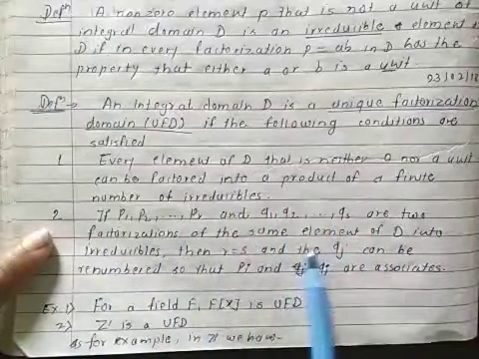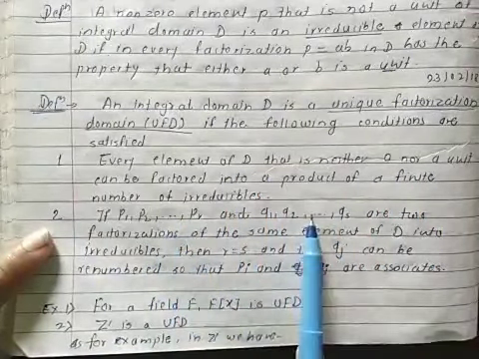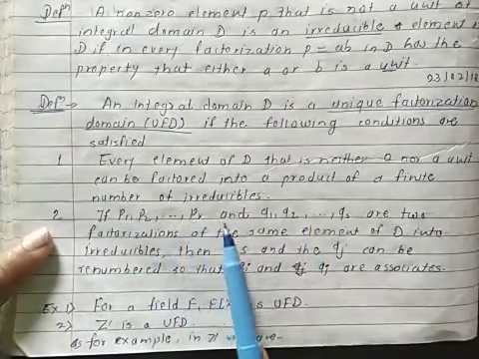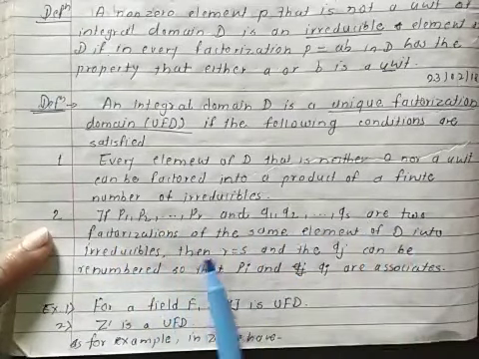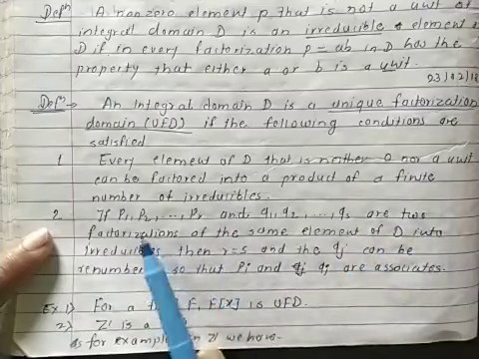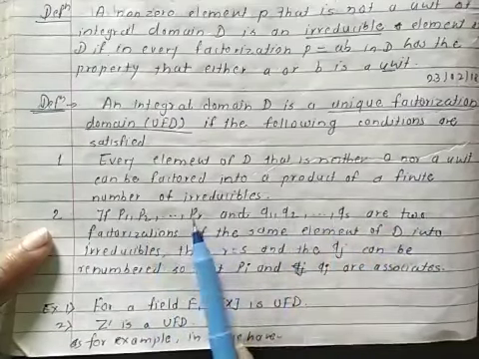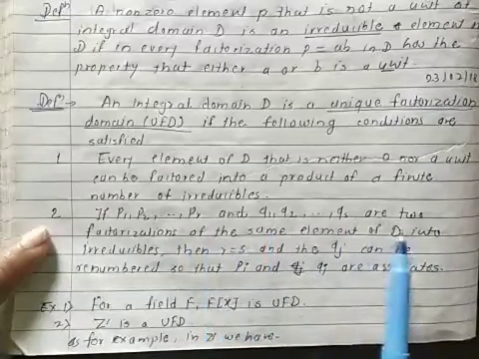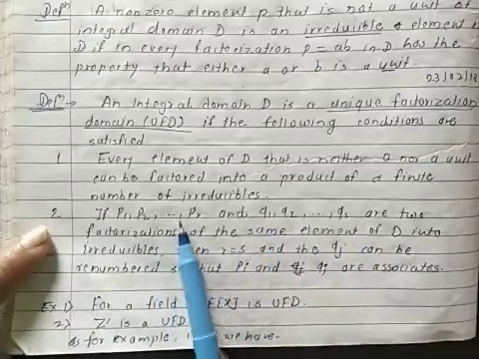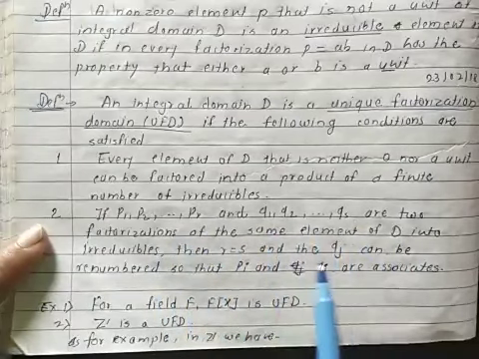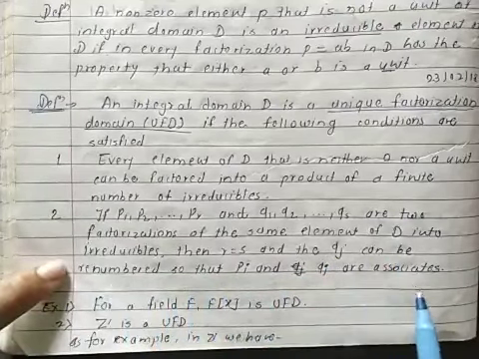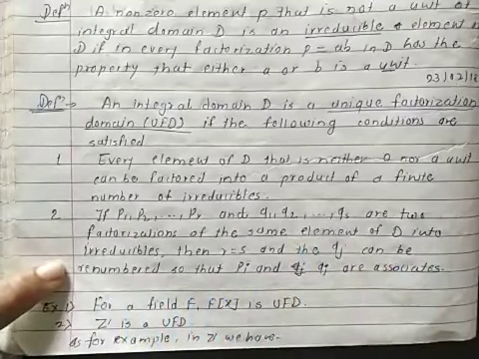Second condition, for uniqueness. Suppose there are two factorizations of an element of the integral domain: if P1, P2, ..., Pr and Q1, Q2, ..., Qs are two factorizations of the same element of D into irreducibles, then r is equal to s. That means the number of elements is the same: these are total r, these are total s. And the Qj can be renumbered so that Pi and Qj are associates. We can arrange the numbering so that both will be associates.